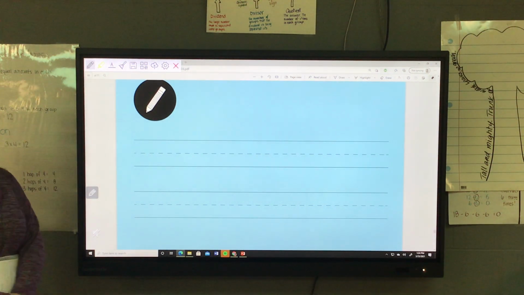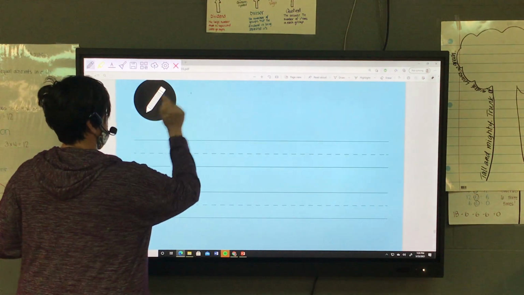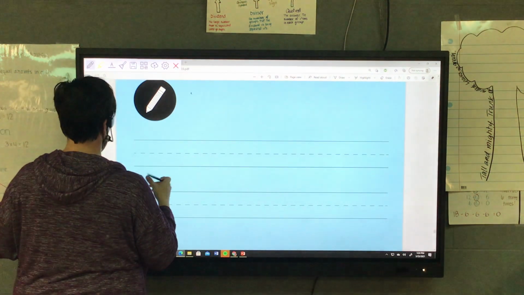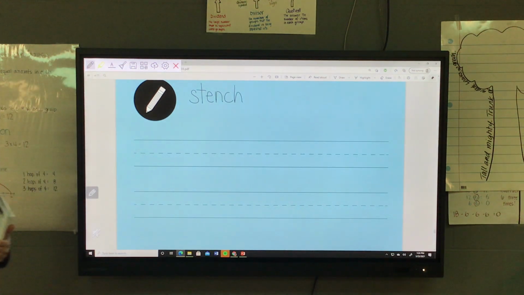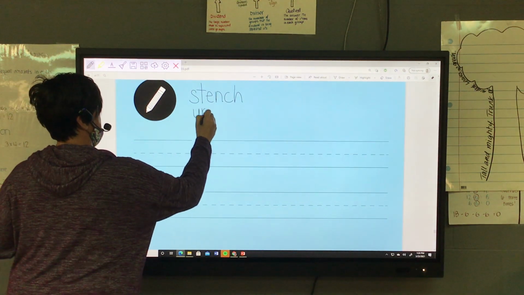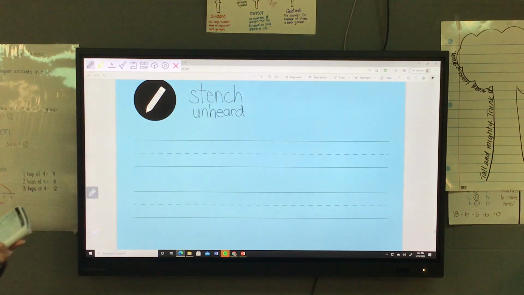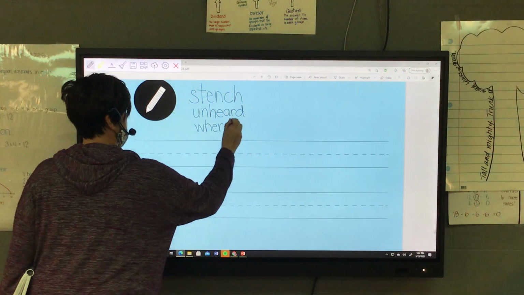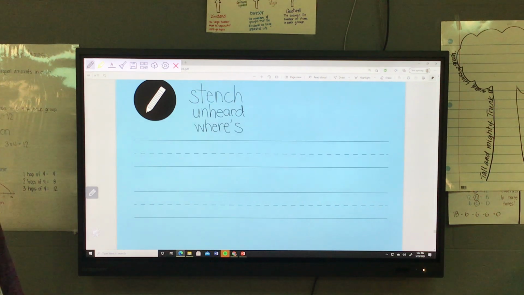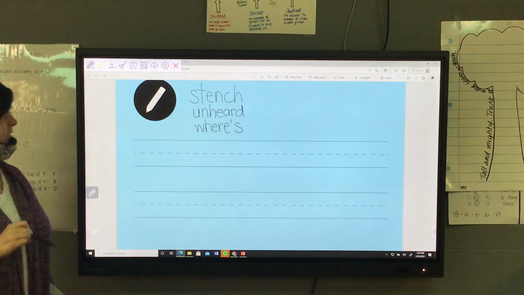Okay, get your red pen in your hand and let's go through the words and the sentence. So, stench was the first word. Unheard. What's saying the er? And then d. Where's my shoes? Do you have the apostrophe? If not, rewrite it, adding the apostrophe. If you misspelled it, rewrite it, spelling it correctly.